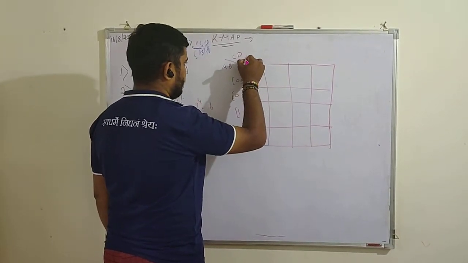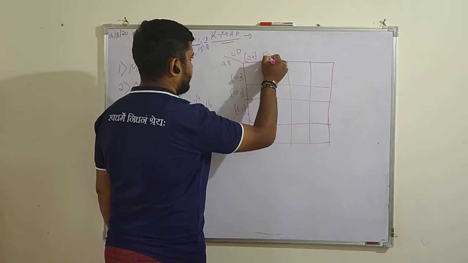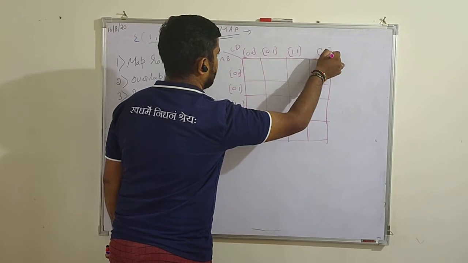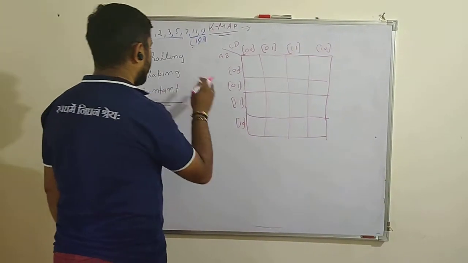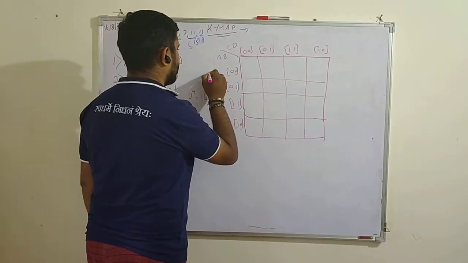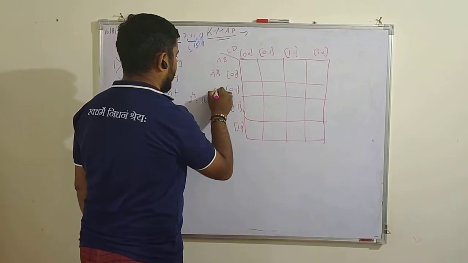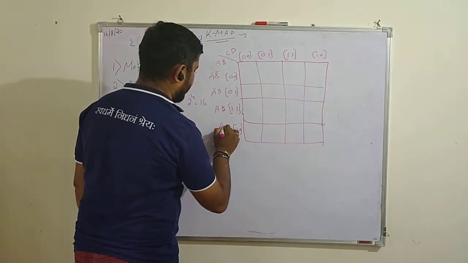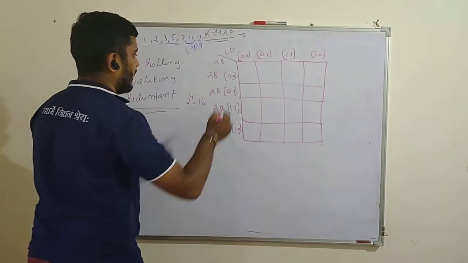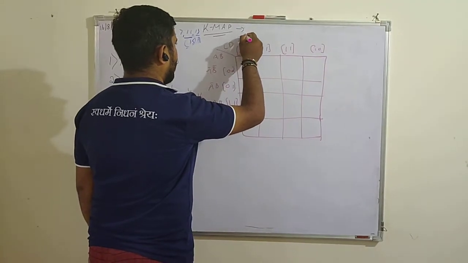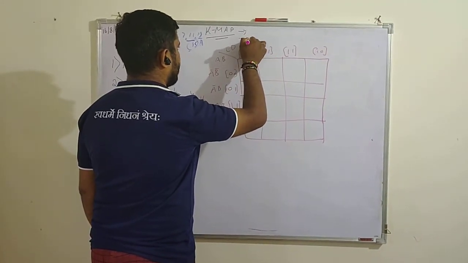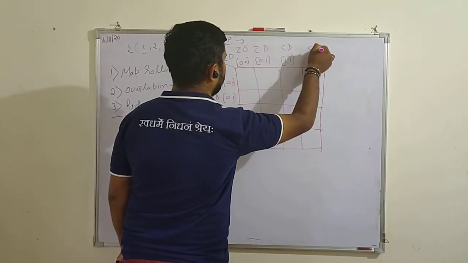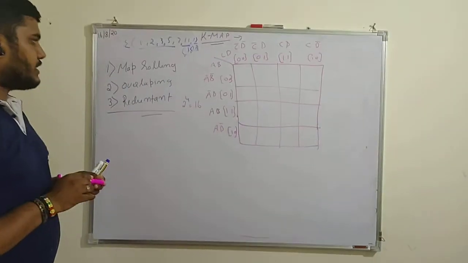Again 0 0, 0 1, 1 1 and 1 0. Let me finish the outside work first. So A bar B bar, A bar B, A B, A B bar. Again, let me number them: C bar D bar, C bar D, C D, C D bar. Okay. So now, what is the map rolling?